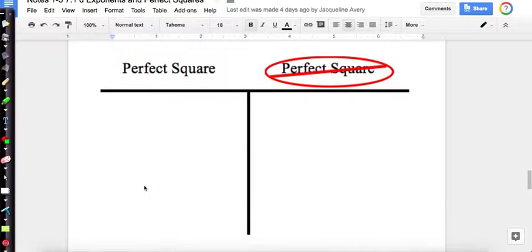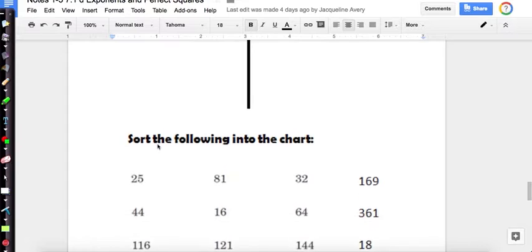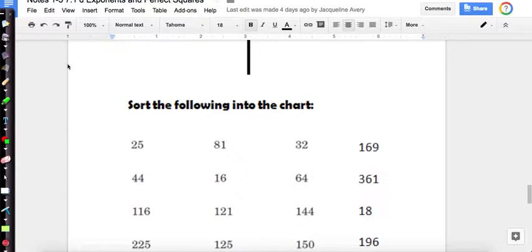Now let's look at the chart and identify which ones are perfect squares and which ones are not. You're going to be able to start at the top, but since you can't see everything here, I'm going to start down here. But you, of course, start at the top. So 25, is that a perfect square? Yes, because 5 times 5 is 25. 44? No. 116? No. 225? Yes.